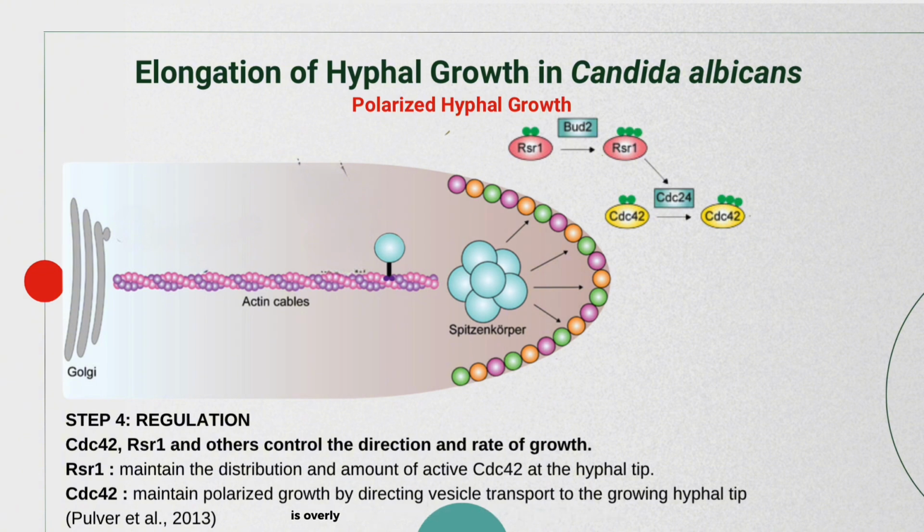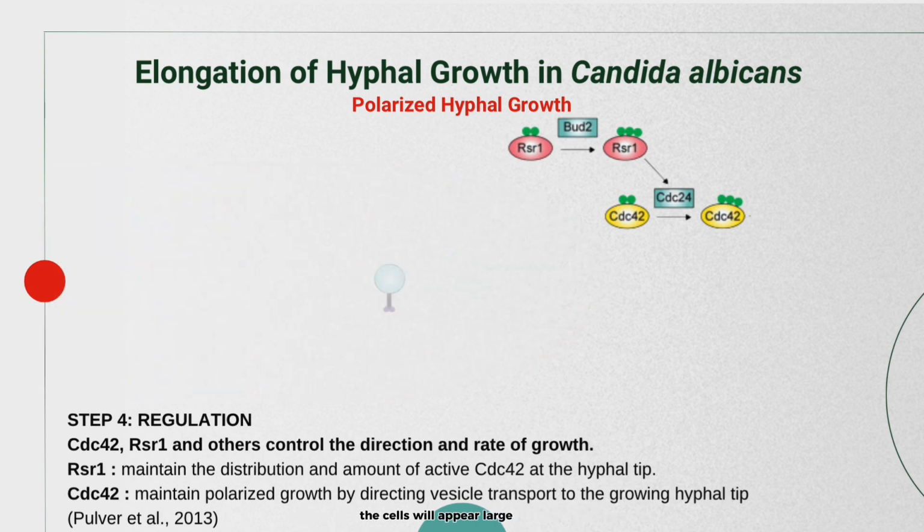If RSR1 is overly active, it can lead to misdirection of hyphal growth. CDC24 will activate CDC42, as the active form of CDC42 will help with the hyphal growth. If there is a low amount of activated CDC42, the cells will appear large and round.